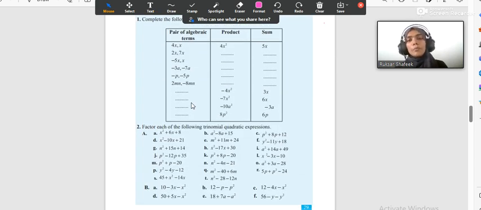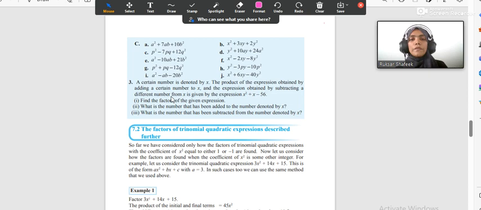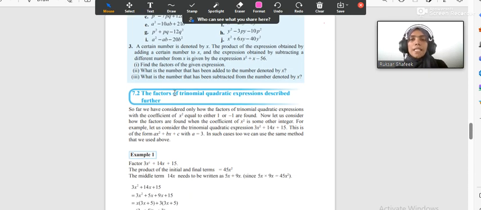So exercise 7.1 is basically like here they have the products and the sum that you need to find, and here you have a few questions where you need to factorize them. So that is pretty much mostly in this lesson. If you understand the first part itself, I think the next few parts are going to be easier.